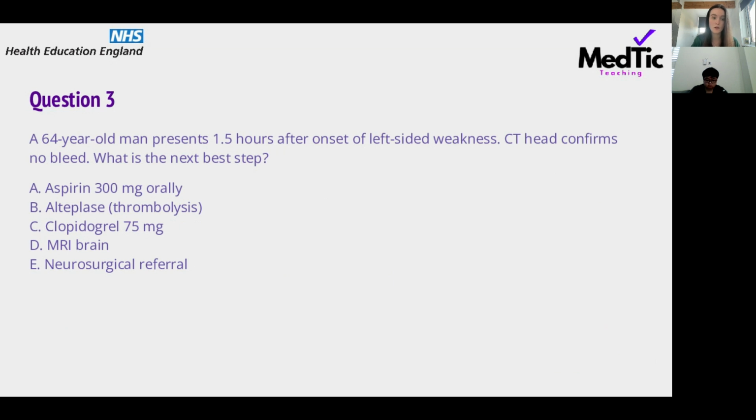A 64-year-old man presents 1.5 hours after onset of left-sided weakness. The CT head confirms no bleed. What is the next best step?